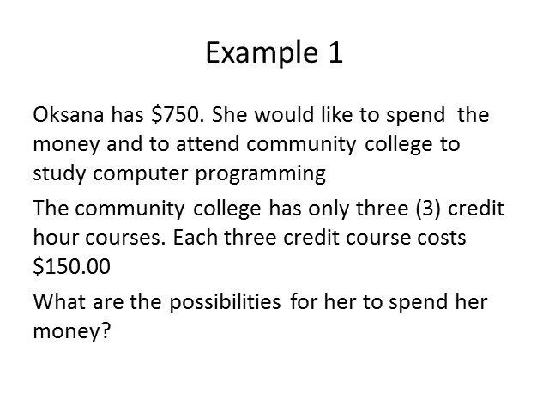Let's look at how trade-offs work by looking at a case of a young person who's given a fixed amount of money for the fall semester at a community college. Oksana is given $750. She would like to spend the money to attend community college to study computer programming. The community college has only 3 credit courses. Each 3 credit course costs $150. What are the possibilities for her money?